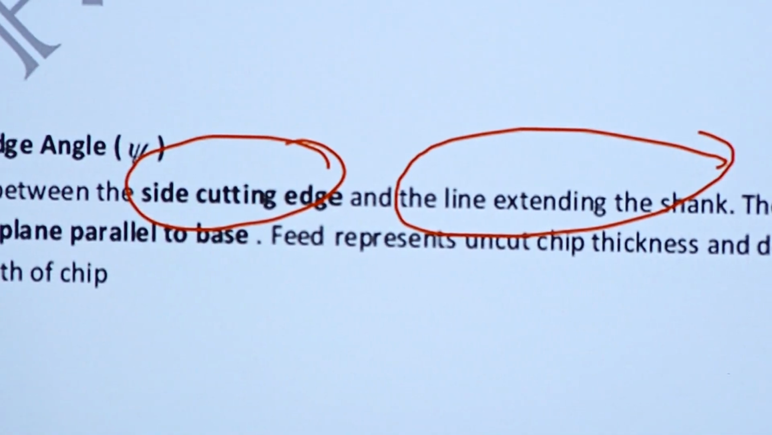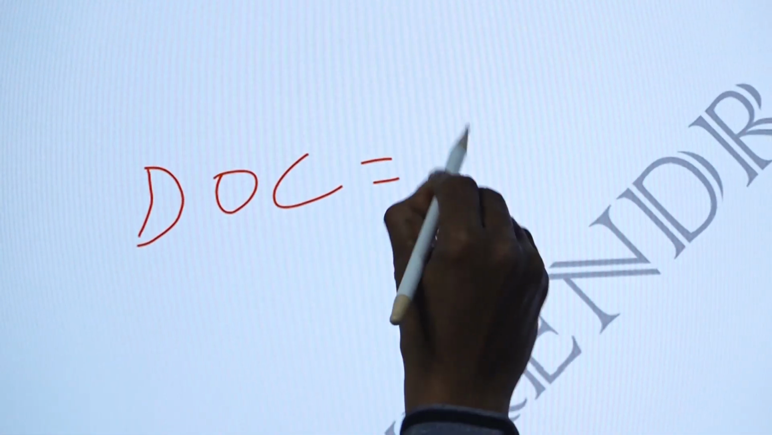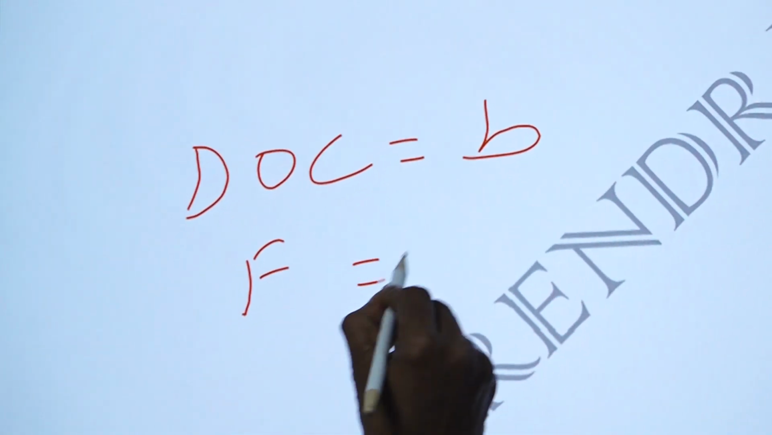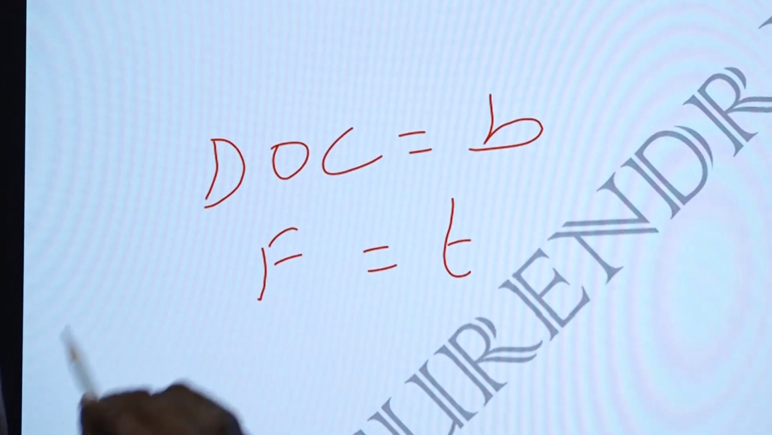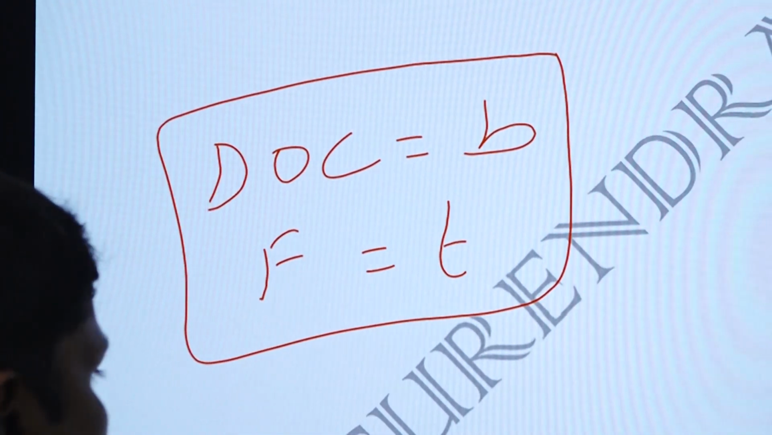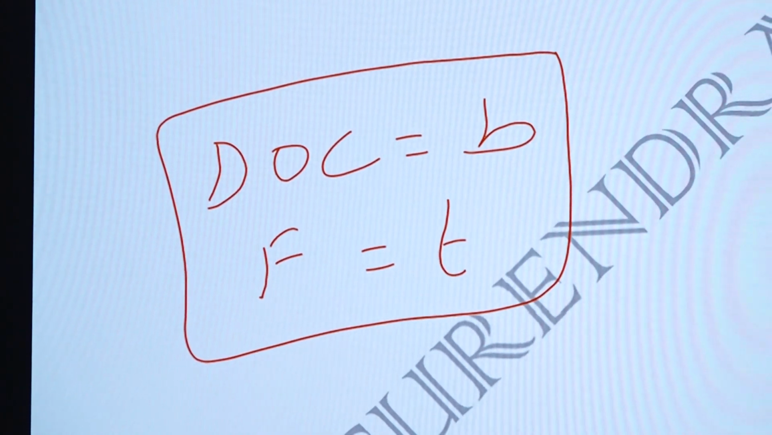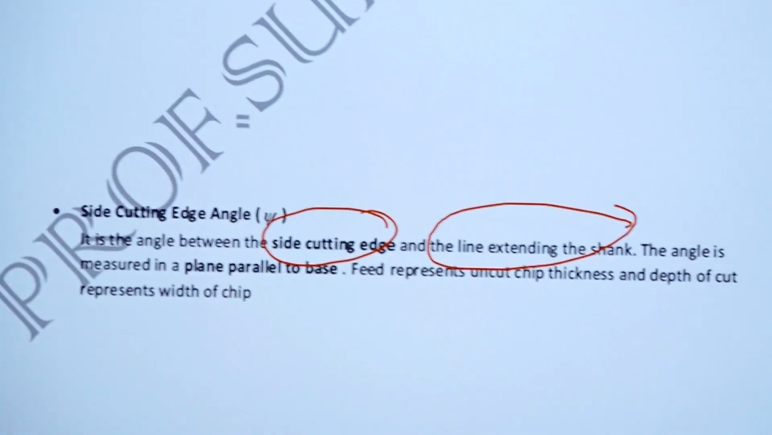Feed represents the uncut chip thickness, and depth of cut represents the width of the chip. So always depth of cut you can equate to width of the chip, and feed represents the uncut chip thickness. So it can be used from a problem-solving point of view.